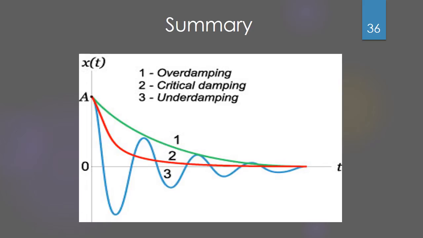Let us recall the types of responses. As we can see, the overdamping and the critical damping responses are similar in that they are not oscillating. They reach the steady state in different times. The overdamping response takes more time.